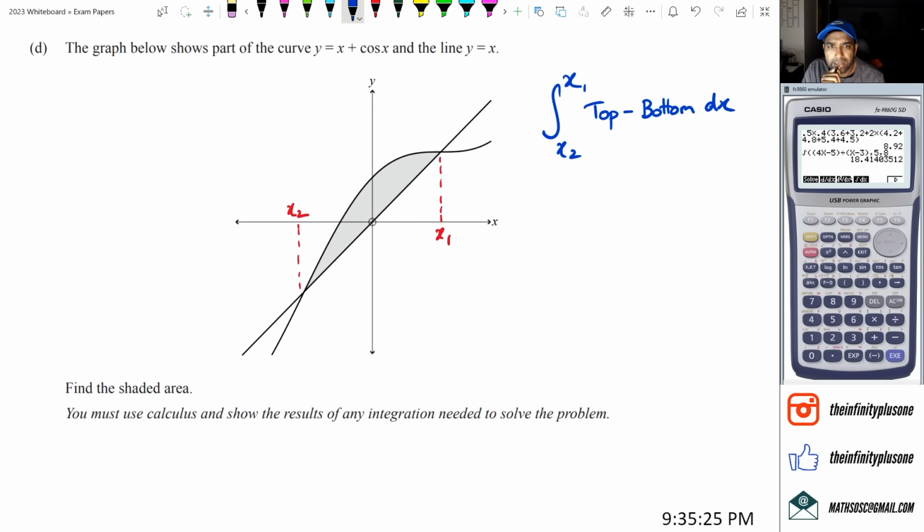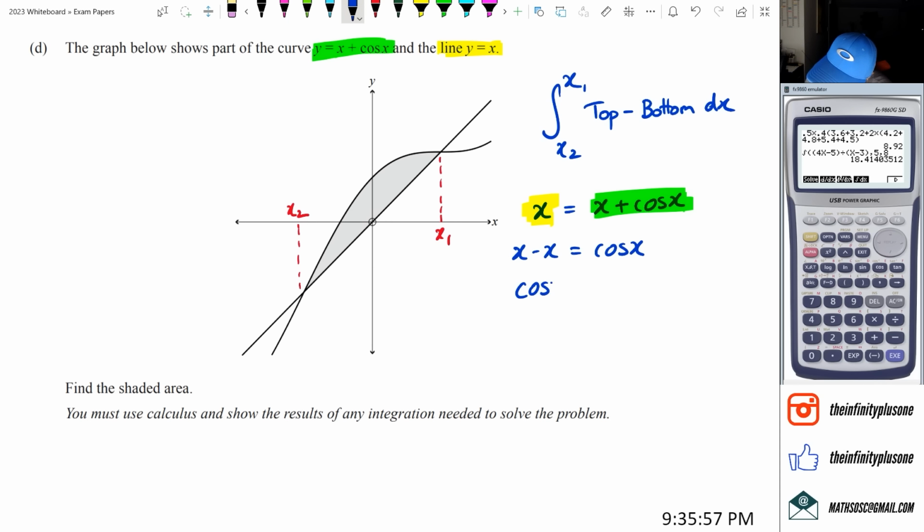Looking at this, we've got to put both of these equations equal to each other, because one is y equals x, and the other is x plus cos x. So I'm putting them equal to each other. x minus x is equal to cos x, so cos x is equal to 0. So x is equal to inverse cos of 0.